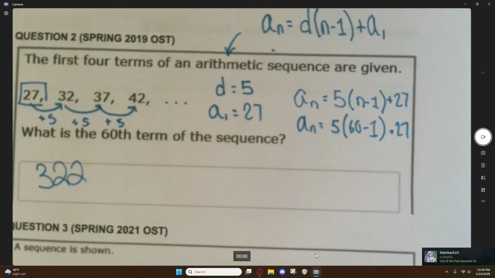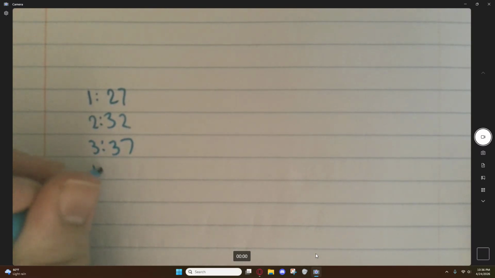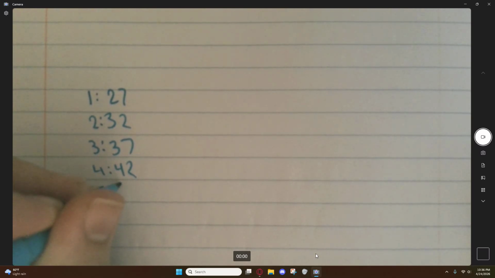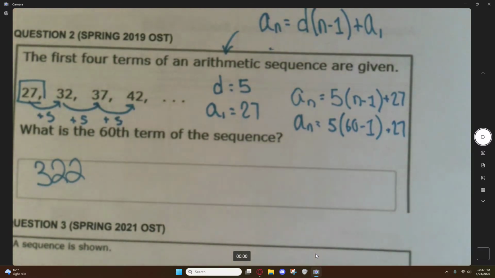You could take your piece of scrap paper and just list down, okay, our first term was 27. Our second term was 32. Our third term was 37. Fourth is 42. And just keep adding 5 until you eventually get to the 60th term. Just as my old geometry teacher liked to say, it will just take you 10,000 years. But you can do that. That is a legitimate strategy.